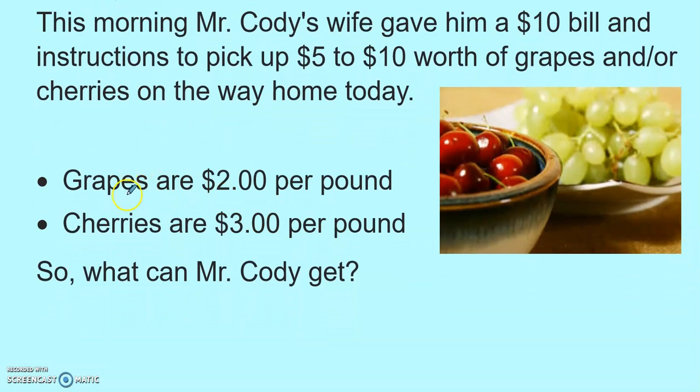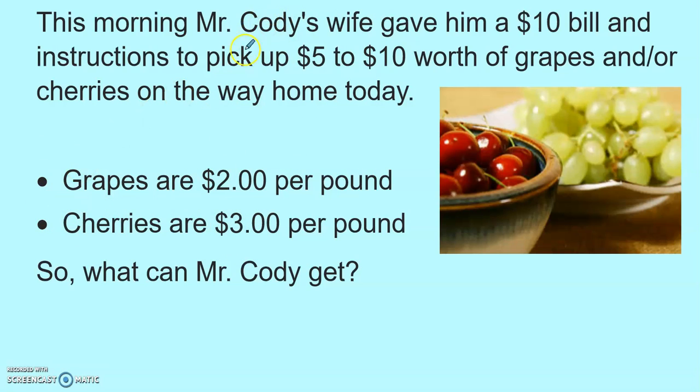Let's think of a few combinations that'll work here. One option, if I've got $10 to spend, is I could get 5 pounds of grapes and then no cherries, and that would be exactly $10. Or I could get 4 pounds of grapes, that's $8, and none of those, so I'm spending between $5 and $10. Or I could get 3 pounds of grapes and none of those, and that's $6. Or I could get 3 pounds of grapes and 1 pound of cherries. That would be $6 and $3 more for a total of $9.